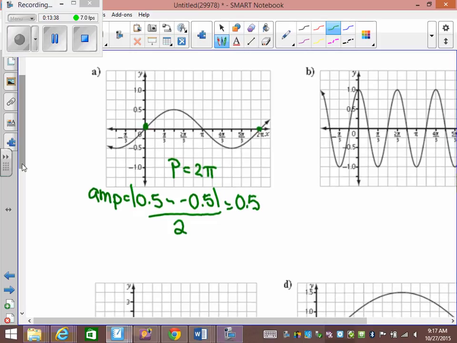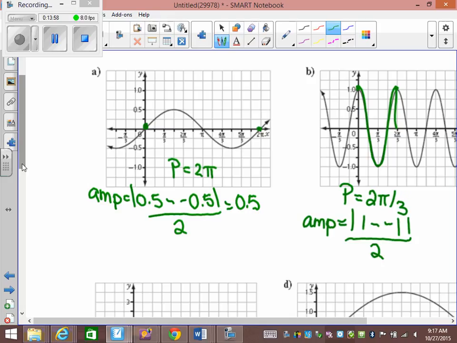Alrighty, then we have the period of this graph, and we go from max to max, which is 2 pi over 3. And then my amplitude, the absolute value of my max, which is 1, minus my min, negative 1, divided by 2, which would be 2 over 2 or 1. So 2 pi over 3 and 1.